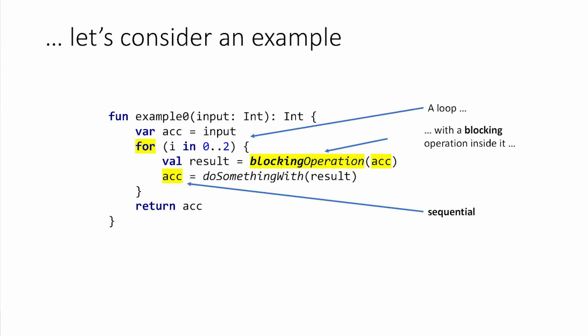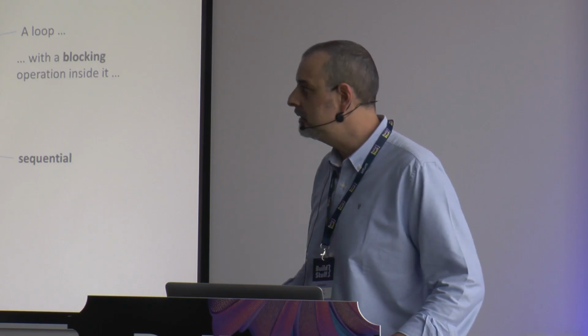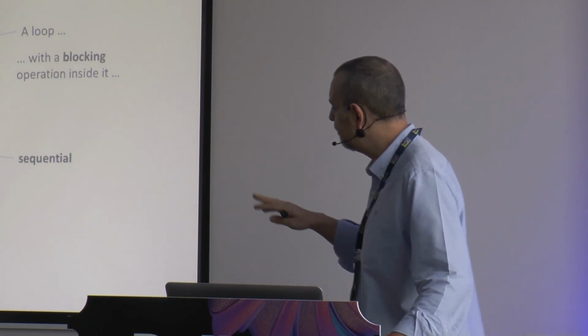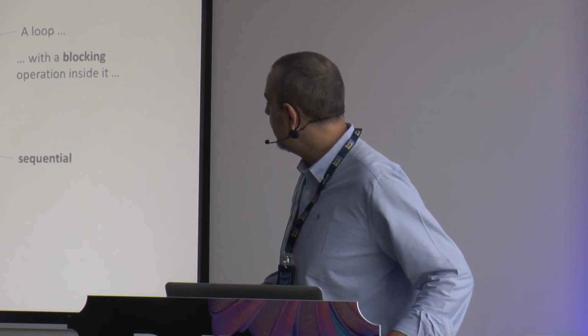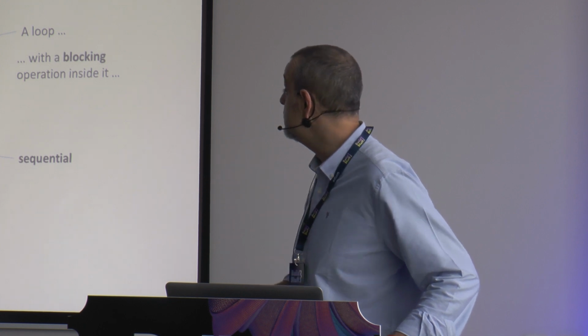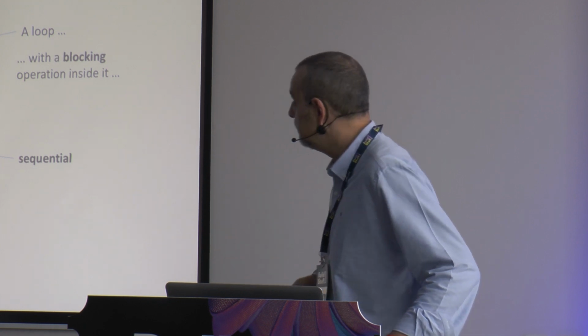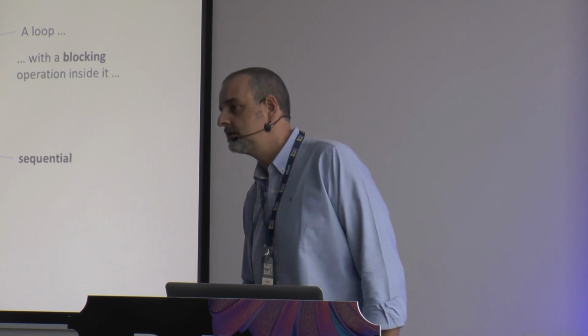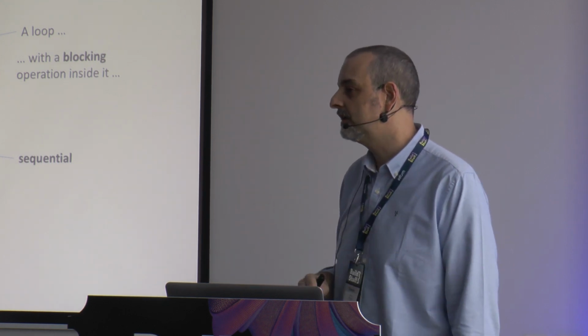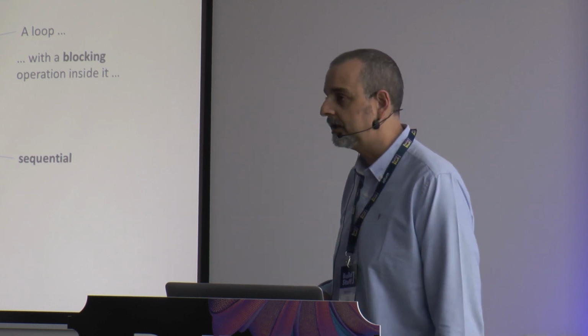However, things are not so simple. So let's consider an example that we will use throughout the presentation. I have a simple function with a loop, with a blocking operation in the middle, and a function that does something with the result of the blocking operation. And I have a loop carried dependency through that accumulator, meaning that this code is sequential. I'm not trying to parallelize this code. I'm trying to avoid having a blocked thread in that blocking operation.